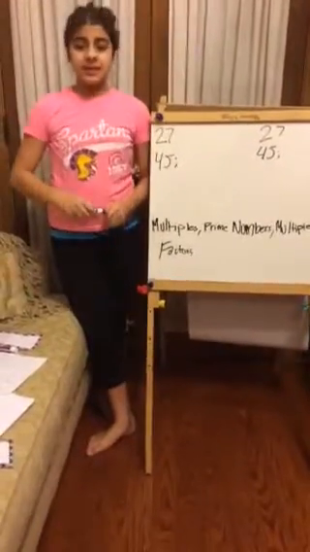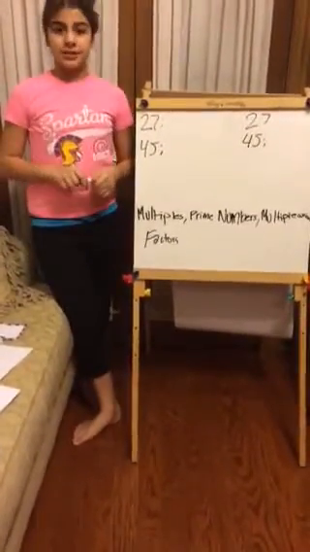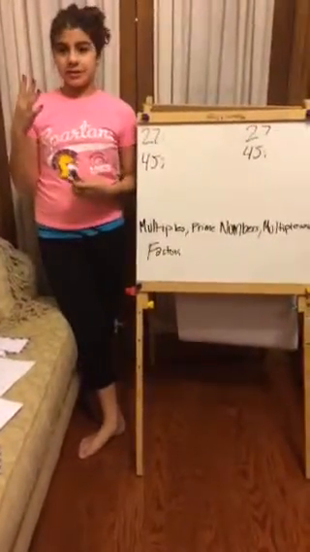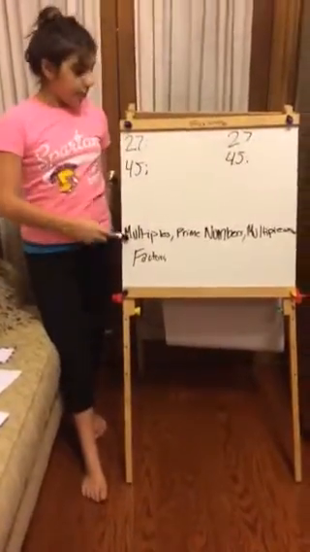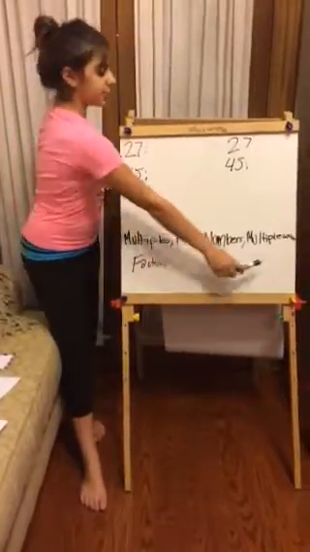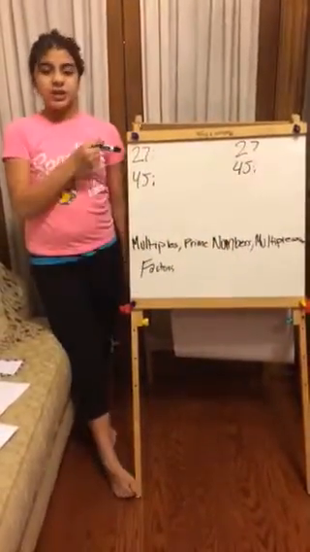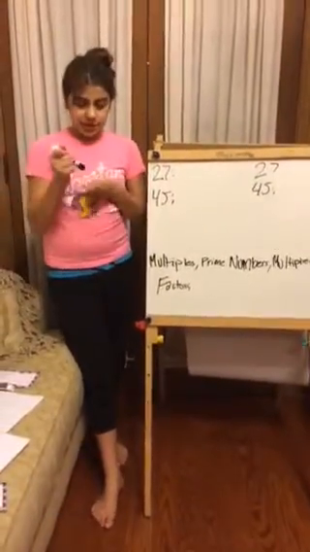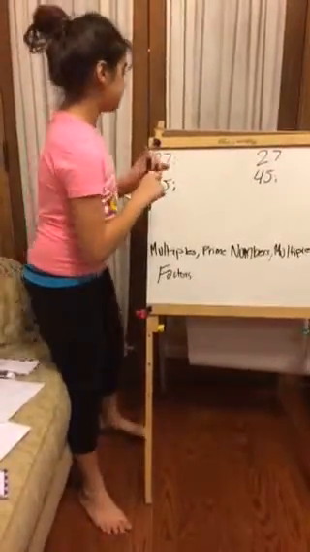Today I'm going to be teaching you how to find the LCM, which stands for least common multiple. You need to know these 4 things to do this problem: multiples, prime numbers, multiplication, and factors. 27 and 45 are the numbers I would like to show you how to do today.